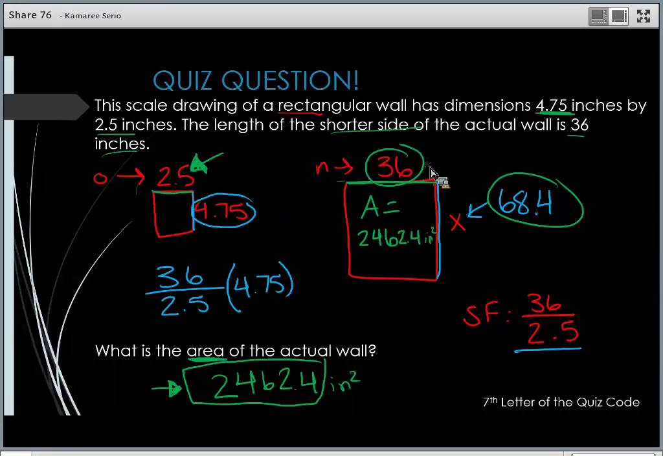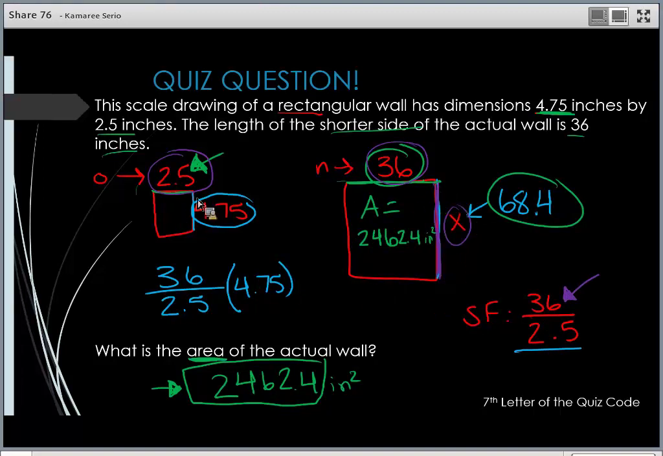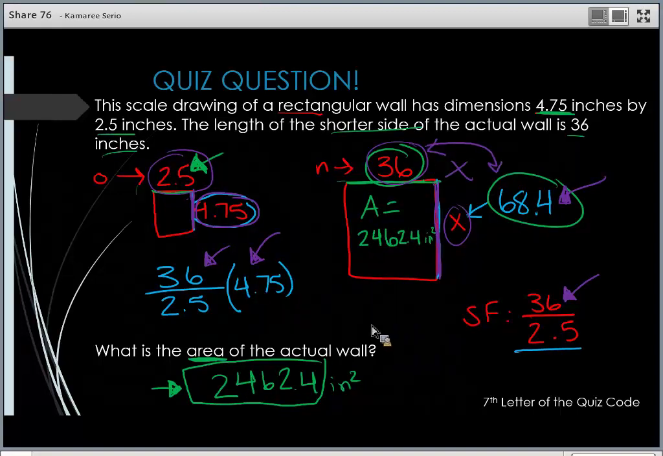The next thing I did was I used these two sides here, 2.5 and 36, to find my scale factor. Okay. Once I found my scale factor, I wanted to know what x was, which is on this tall side. So I needed to use my known number on the same tall side and multiply it by my scale factor. Once I had both of those multiplied together, I got this 68.4. Then I took this 68.4 and multiplied it by 36. I multiplied these two to get my area, which was 2,462.4.